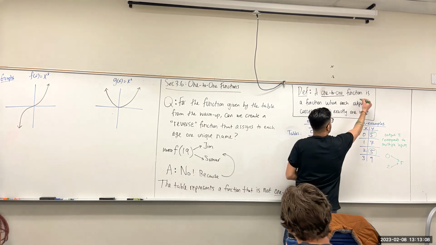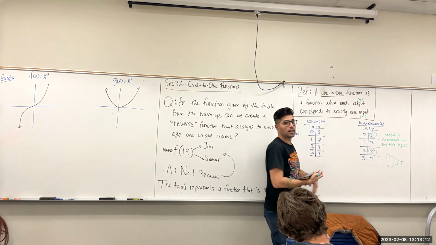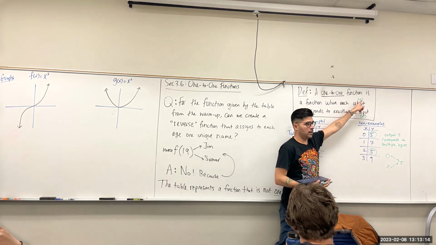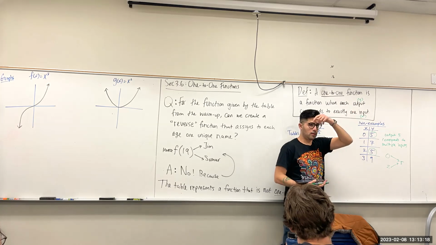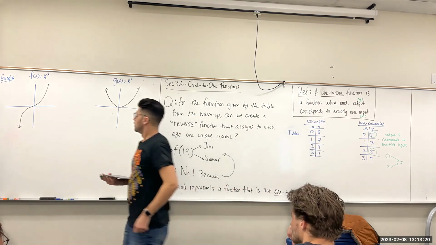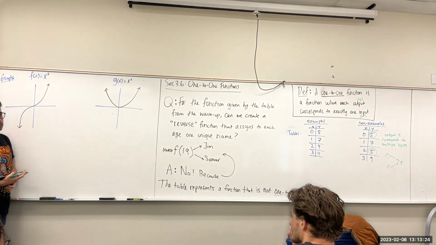So output here, we're thinking y. Input here, we're thinking x. Another way of saying that is, does each y output correspond to exactly one x? So since they both pass the vertical line test, in order to be a one-to-one function, it needs to pass the vertical line test and the horizontal line test. The horizontal line test, which I'll mention in a little bit, but yes, correct.